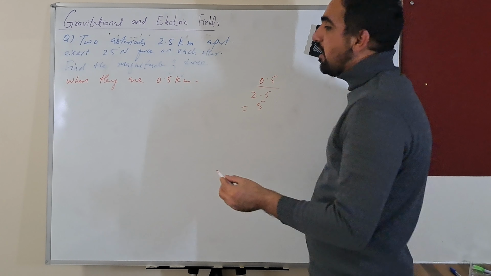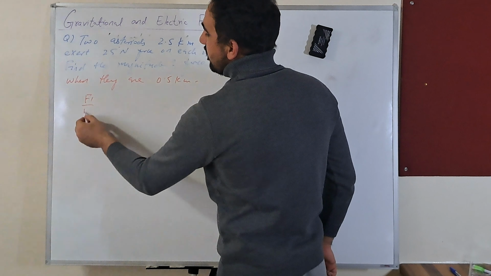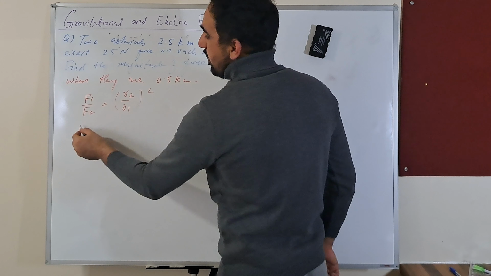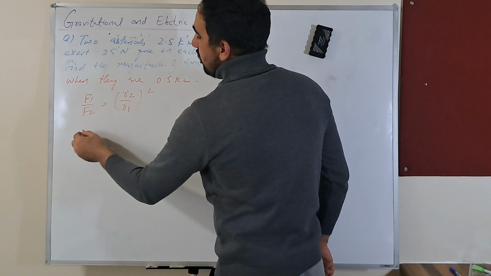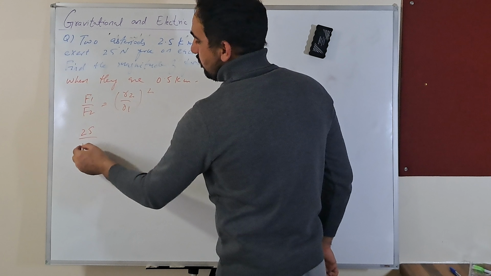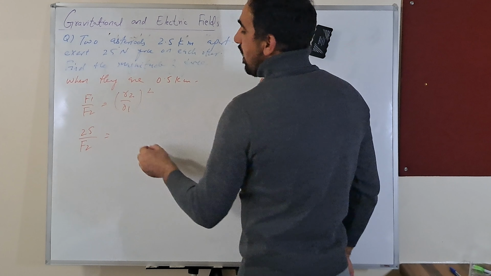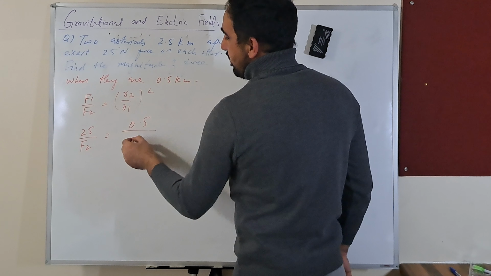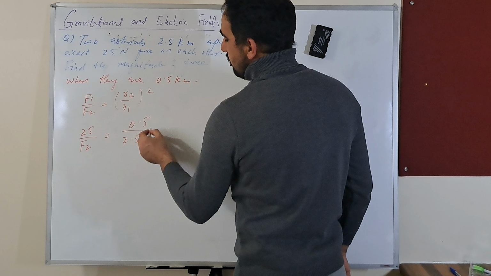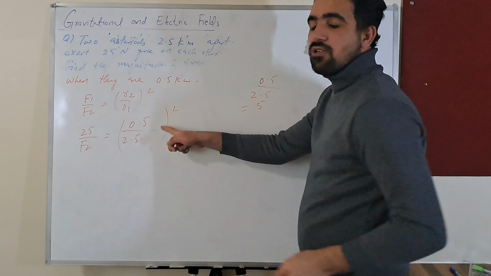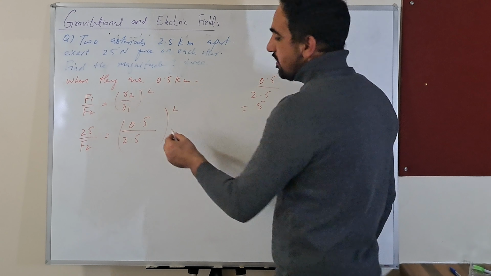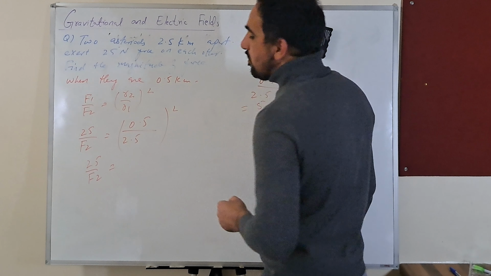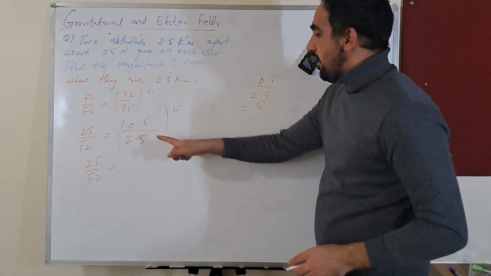Here we find a formula that is F1 divided by F2 is equal to R2 divided by R1 squared. So F1 is 25 divided by F2, which we need to find, is equal to R2, that is 0.5 kilometer, divided by R1. You don't need to change the kilometer sign because it's just the ratio, so kilo will cancel out all the same. So what we get: 25 divided by F2 is equal to 0.5 divided by 2.5.